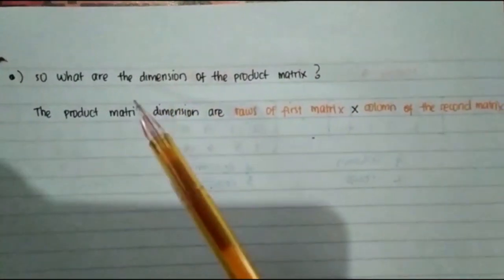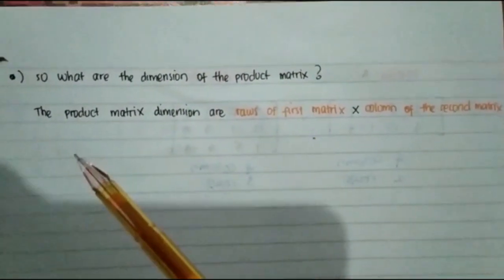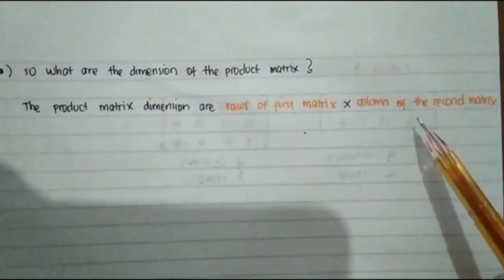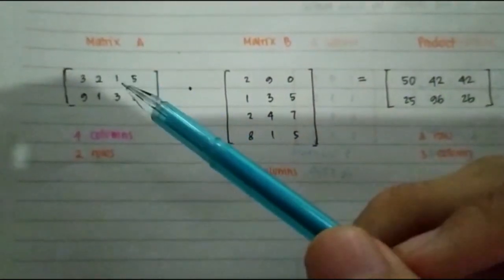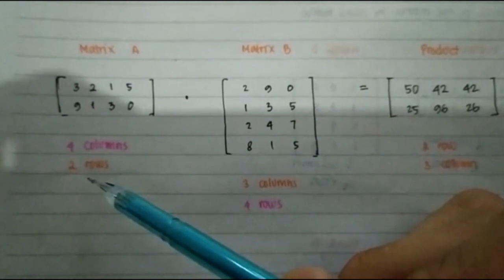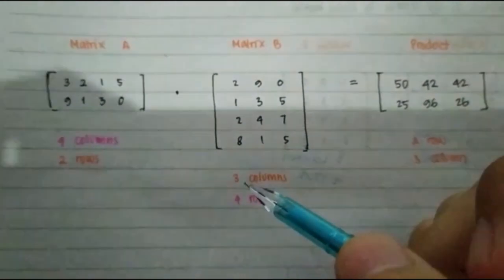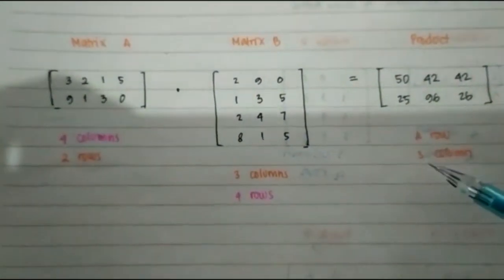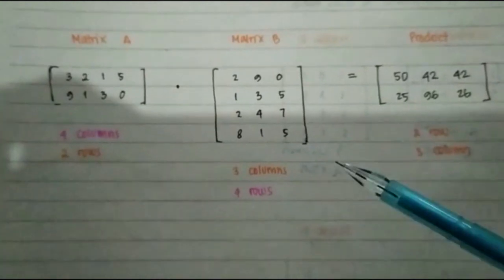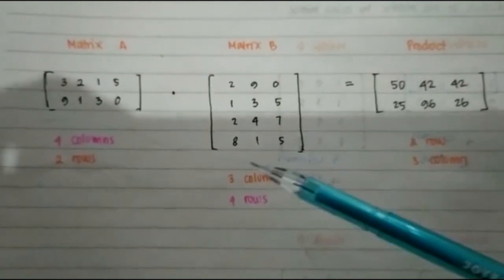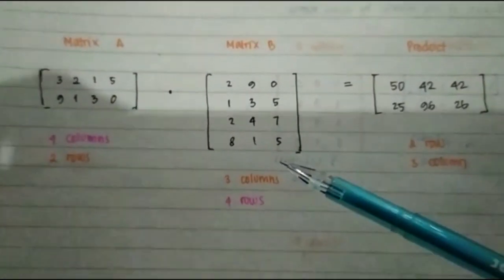So, what are the dimensions of the product matrix? The product matrix dimensions are the rows of the first matrix by the columns of the second matrix. In here, I have a matrix A and matrix B. Matrix A has 4 columns and 2 rows, and matrix B has 3 columns and 4 rows, and the product is 2 rows and 3 columns. We can see that matrix A and matrix B can be multiplied.